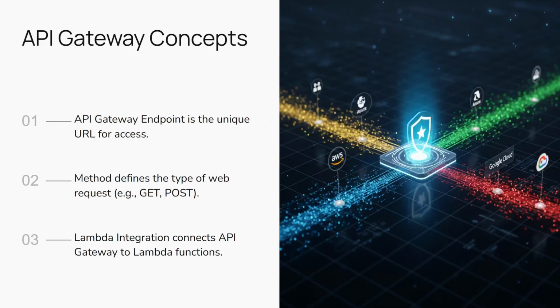Let's talk about some of the key concepts of Amazon API Gateway. When we work with it, there are three main components to understand. First is the API Gateway endpoint, which is the unique URL that users will access. Second is the method, which defines the type of web request, either GET, POST, DELETE, and so on. And the third one is the Lambda integration, which is the direct connection we will create between the API Gateway endpoint and the Lambda function. So these are the three main concepts of Amazon API Gateway.